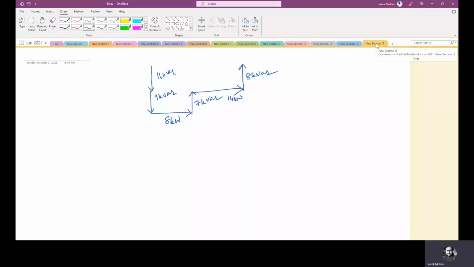Now, this is the endpoint. 7, 14, 8, 16, 9. Okay, 9 is already accounted here. So this is my endpoint. 16 is there. 9 is there. Then 8 is there. 7 is there. 14 is there. 8 kVAr is there. So this is my endpoint.